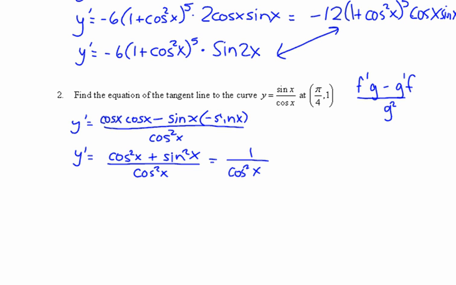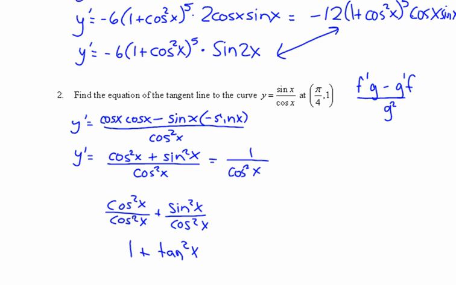But you can also split it out so that you have cos squared x over cos squared x plus sine squared x over cos squared x. So you could have also had 1 plus tan squared. What is 1 over cos? Secant. So 1 plus tan squared is secant squared. So it is all the same.